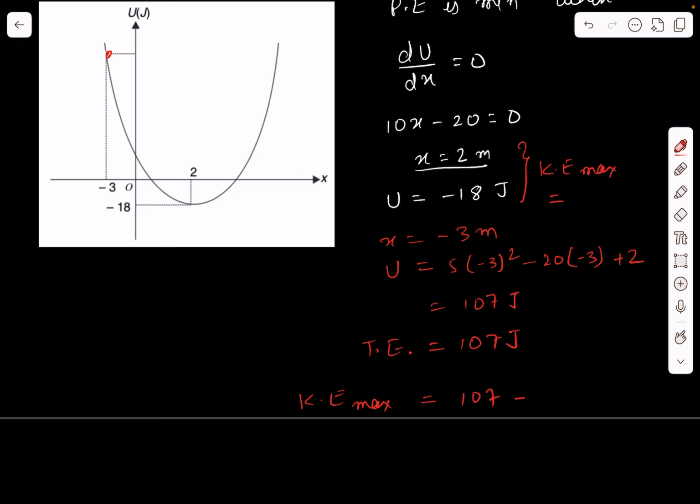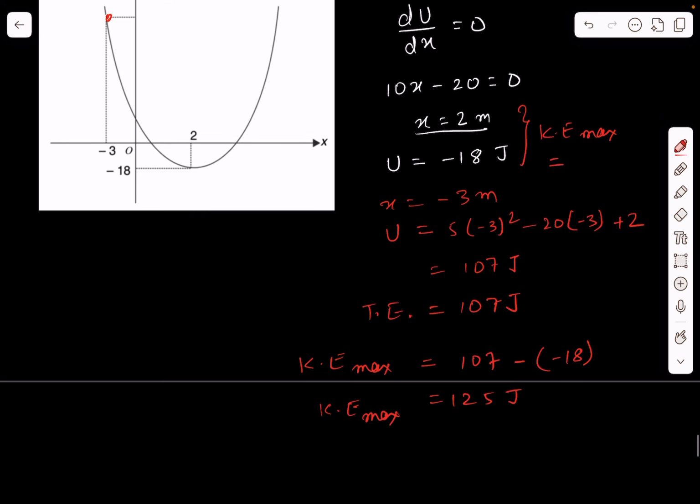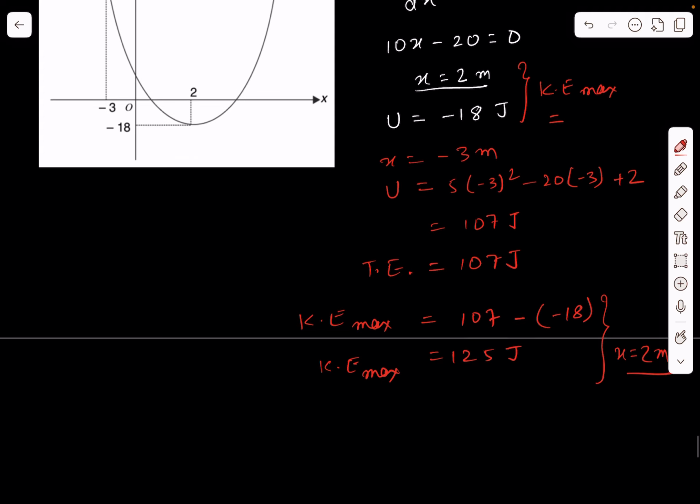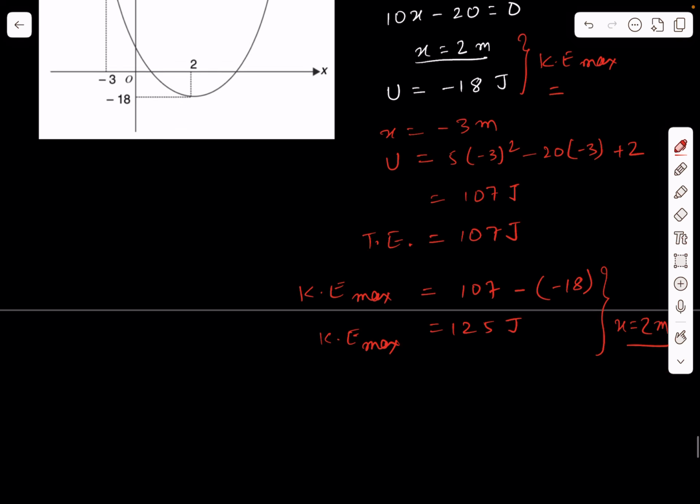So 107 minus minus 18. So this gives us 125 joule. So this is the maximum kinetic energy. And this occurs at x equal to 2 meters, when the potential energy is minimum. So we have solved the first part of the problem.